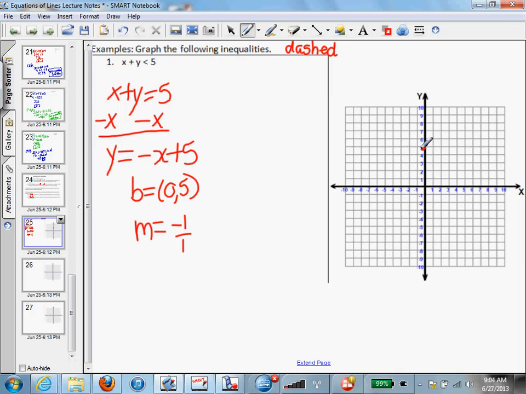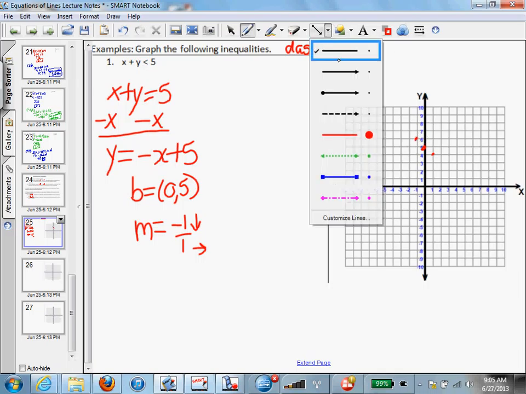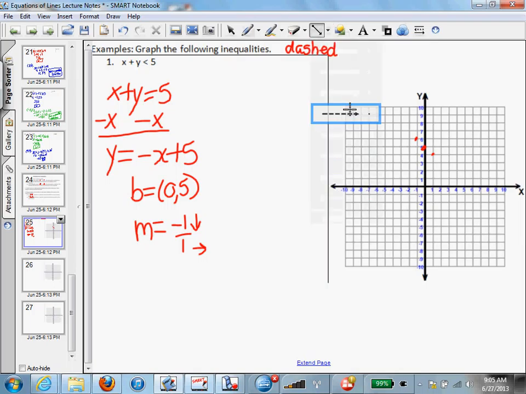So let's first plot (0, 5), which is right here, and now we'll use our slope. We'll go down 1, go to the right 1. So we go down to 4, and then we go to the right 1. So we're at the point (1, 4). And we can reverse that and go up 1 and to the left 1 at (-1, 6). So now we want to draw a dashed line connecting our points, which should look something like that.